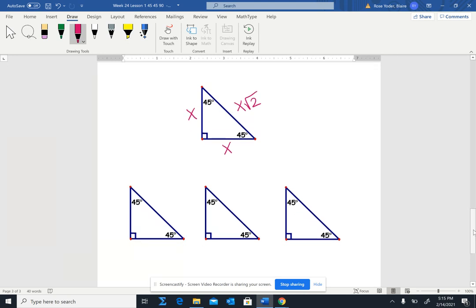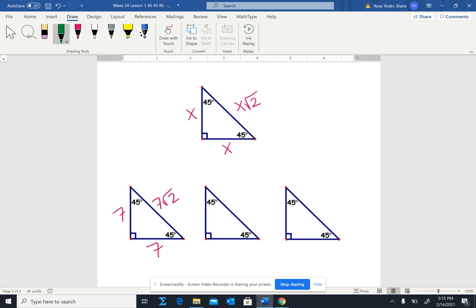So what if one of the legs, for example, was 7? Well, then the other leg is 7 because the triangle's isosceles. And then what would the hypotenuse be? 7, 7, 7 root 2.